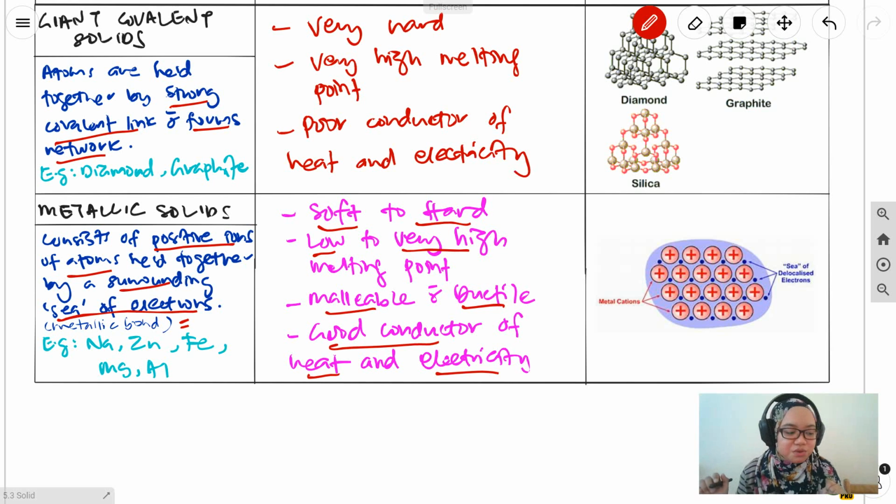Okay, so that is all about solid. It's very simple, it's very short and sweet. Okay, it's very easy to understand compared to the other subtopic that we have learned previously, and I hope that you can really understand this chapter.